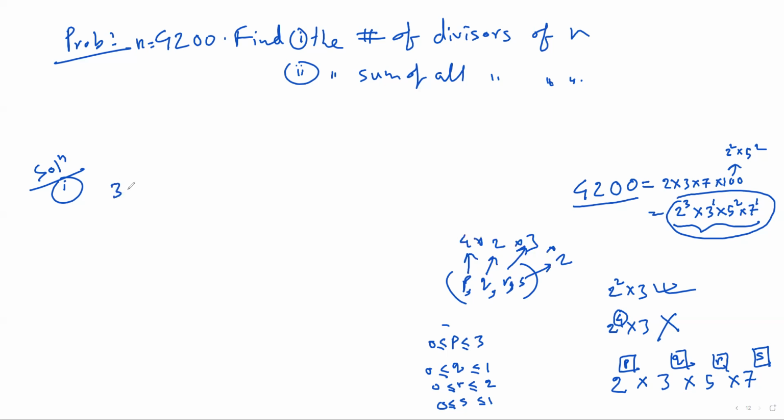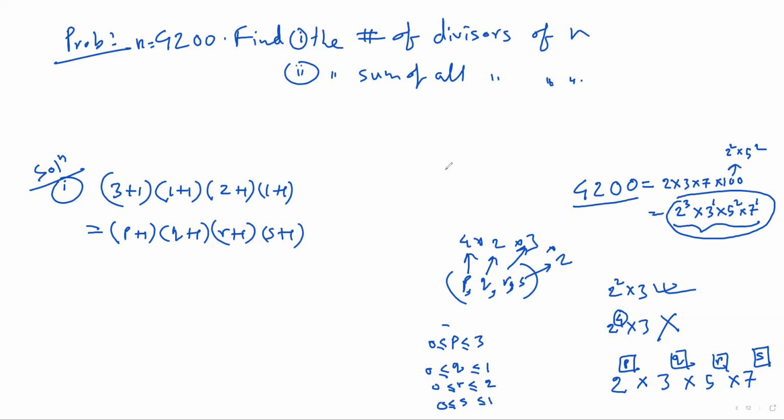4 can be written as 3 plus 1, 2 can be written as 1 plus 1, 3 can be written as 2 plus 1, and 2 can be written as 1 plus 1. Why am I writing like this? You can understand that these are just P plus 1, Q plus 1, R plus 1, and S plus 1. And this is not a coincidence. This is going to happen every time, because whatever the value of the power of a particular prime is, you have one more choice than the power, because you can take 0. That is, a certain factor of 4200 may not contain 2 at all, right?